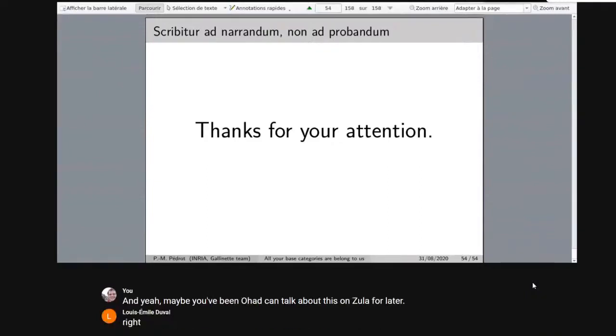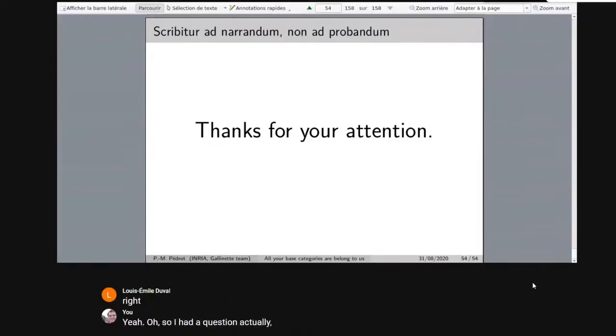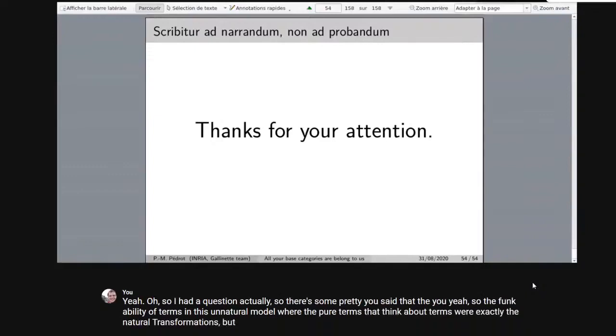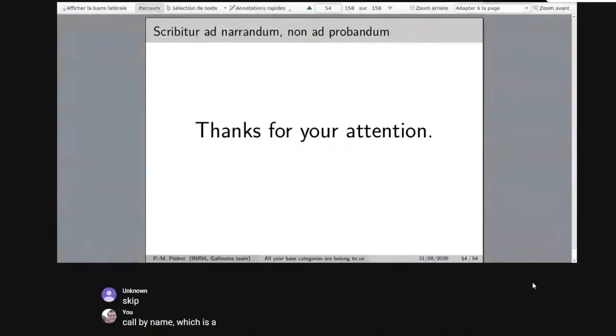Oh, so I had a question actually. There's one part where you said that the thunkability of terms in this model, the pure terms, the thunkable terms, were exactly the natural transformations. But I was wondering, what about the dual notion of thunkability for call by name, which is linearity? Is that also an interesting concept in that model?